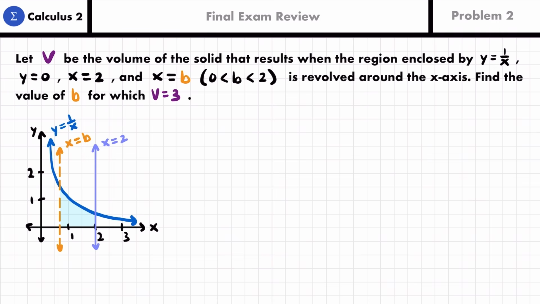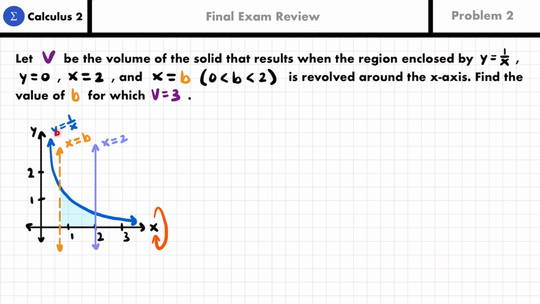Okay, so this problem does look pretty complicated at first glance, but it's actually not too bad. Let me show you. First of all, do notice that we are given a picture that shows us the region that is going to be revolved around the x-axis. In fact, I'm going to label that here. We're going to be revolving a region around the x-axis to form a solid of revolution. And that region is enclosed by 4 different boundaries.